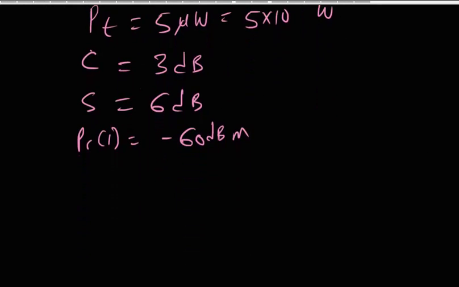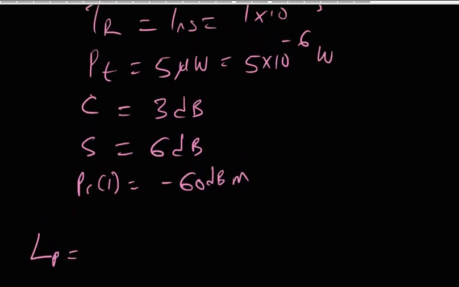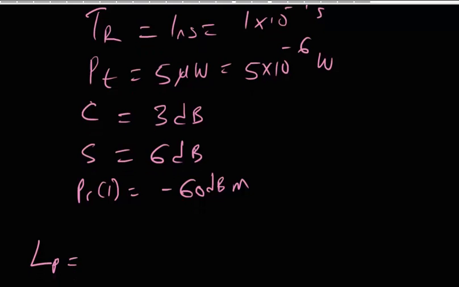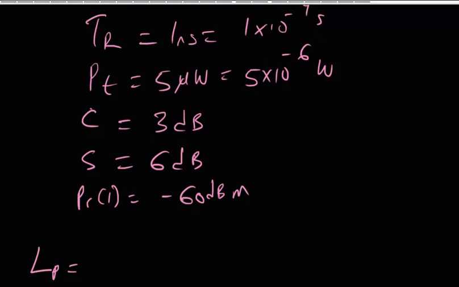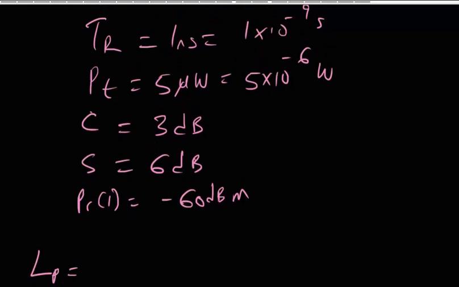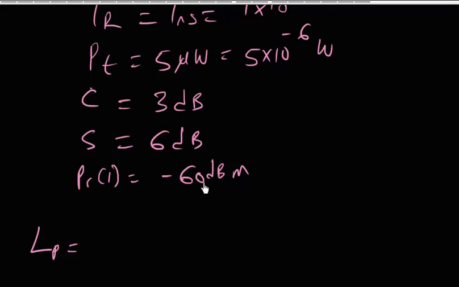See, so easy. I just calculate the length. L for power is what? What's it again? PR of 1. 6 minus 60. Is it always the same number? No, it's not the same. But just know that once it tells you dBm at the end, that's PR of 1.